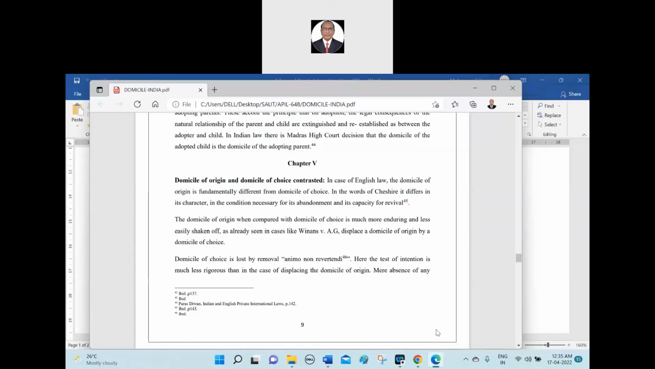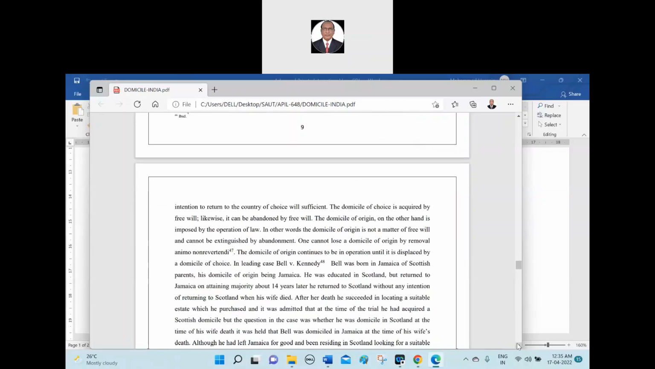So let us see, the domicile of choice is lost by the removal of, yes, that I already told, and we discussed this thing. Then the domicile of choice is acquired by free will. Yes, I told you, no compulsion, no nothing. Likewise, it can be abandoned by free will. Suppose you abandon the domicile of choice, then what will be your domicile? Your domicile of origin. The domicile of origin always will be with you till you die.